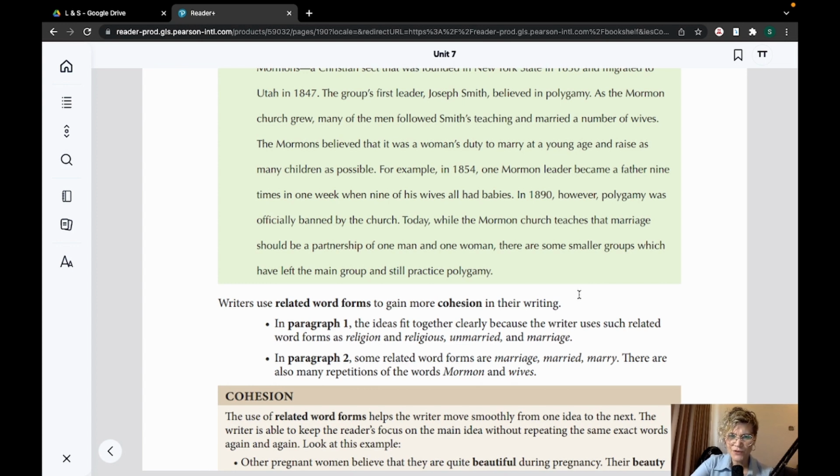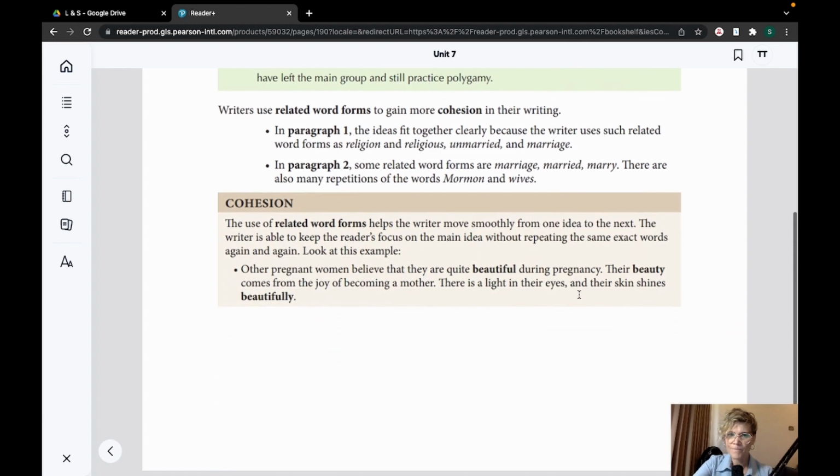Writers use related word forms to gain more cohesion. So in paragraph 1, the ideas fit together clearly because the writer uses such related word forms as religion and religious, unmarried and marriage. And in paragraph 2, some related word forms are marriage, married, marry. And there are also many repetitions of the word Mormon and wives. That way you can see that the ideas are connected and related.